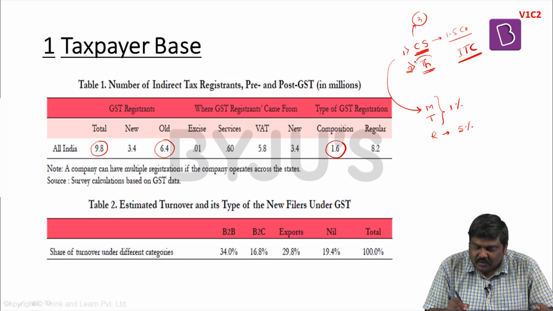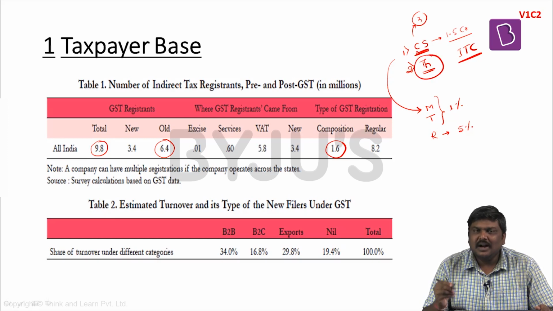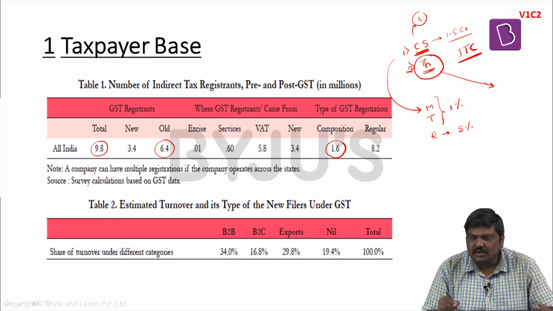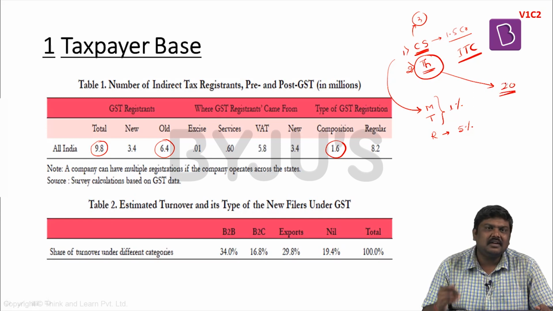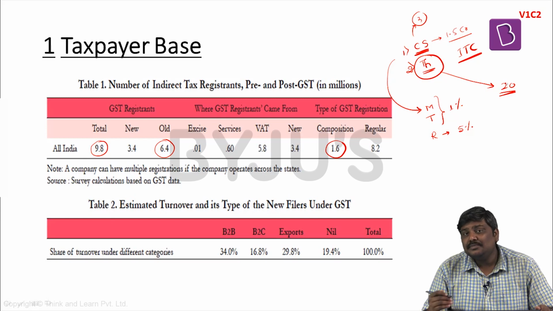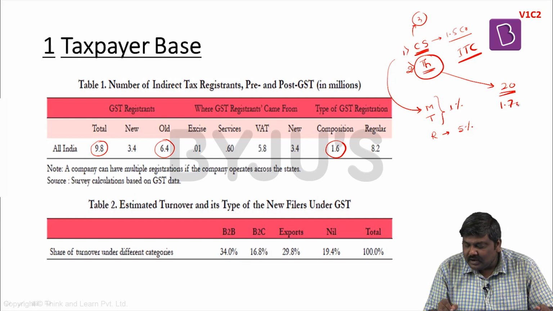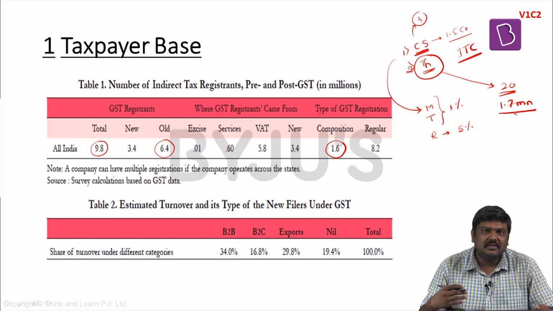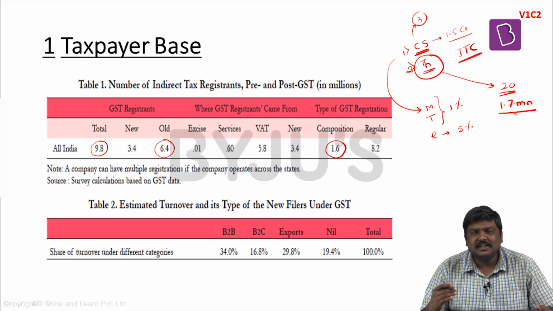Second is a concept of a threshold turnover. Under the GST provisions, any firm which has a threshold turnover of less than 20 lakh rupees need not get registered under GST. But despite this provision, it has been seen that around 1.7 million registrants have become part of the GST taxation structure despite having a turnover of less than 20 lakh rupees. Now, this voluntary compliance has been elicited because of the GST structure.